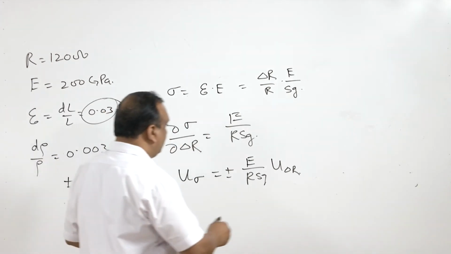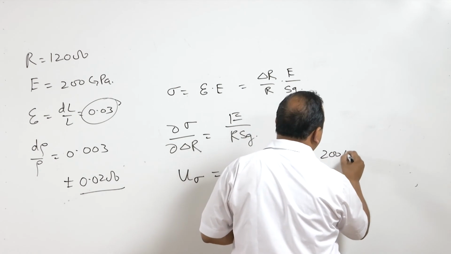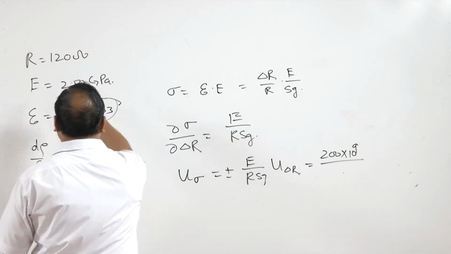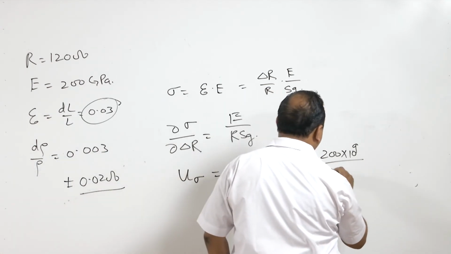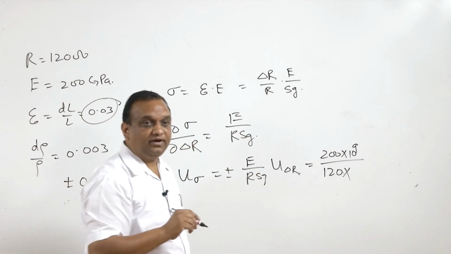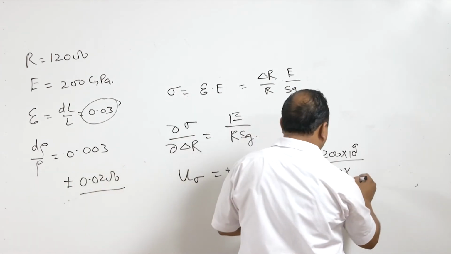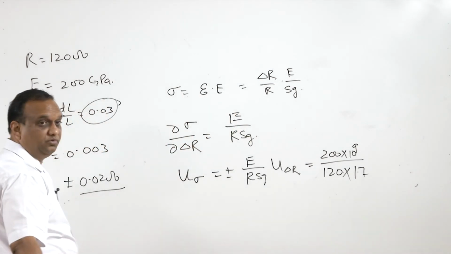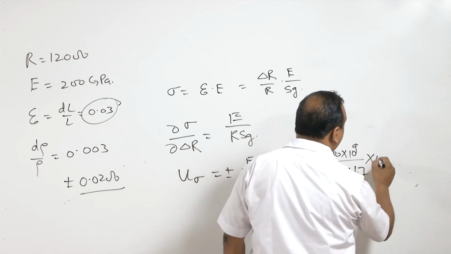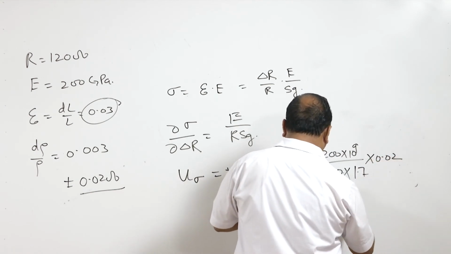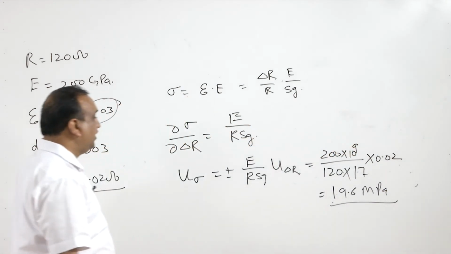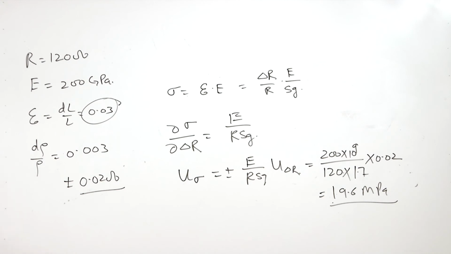And this is going to be equal to E, which is 200 × 10^9, divided by resistance, which is how much? 120 ohms. 120 multiplied by, if you remember, gauge factor 1.7, and the uncertainty in the measurement of resistance is 0.02. So this will be multiplied by 0.02 and we will get plus or minus 19.6 megapascal error in the measurement of stress, right?